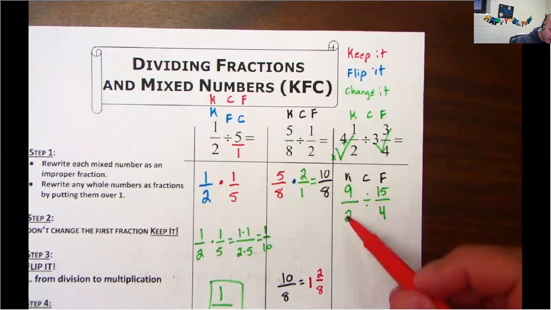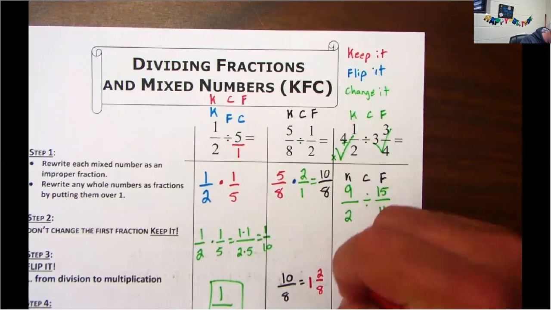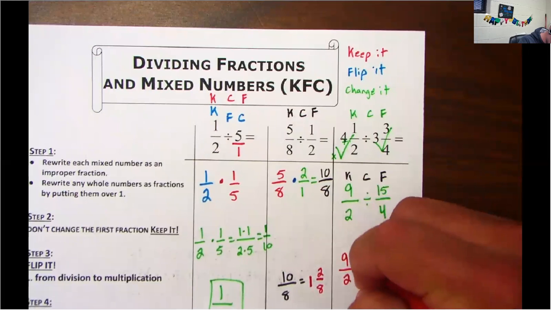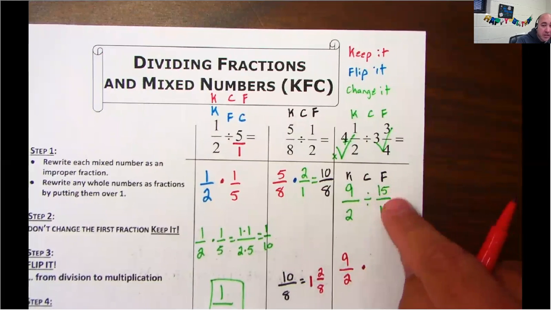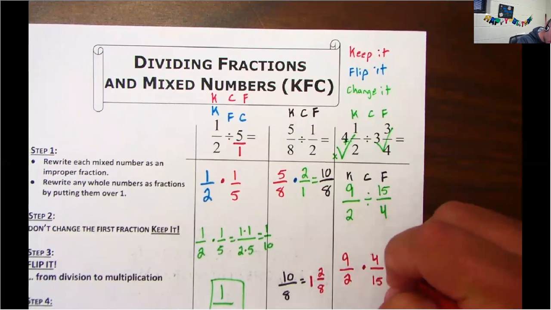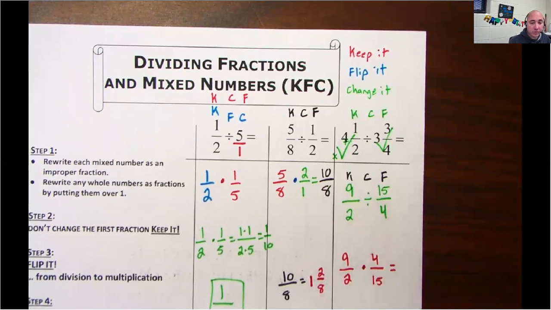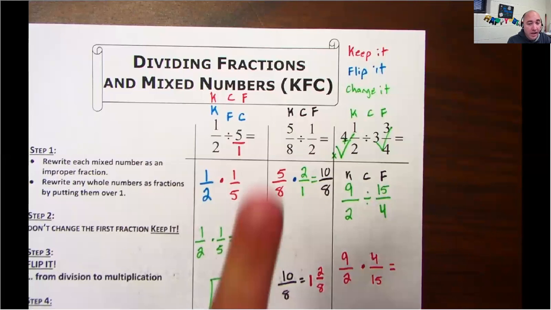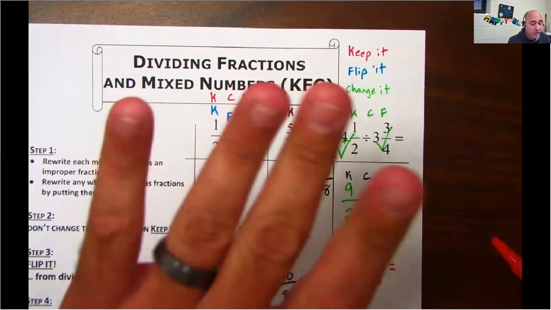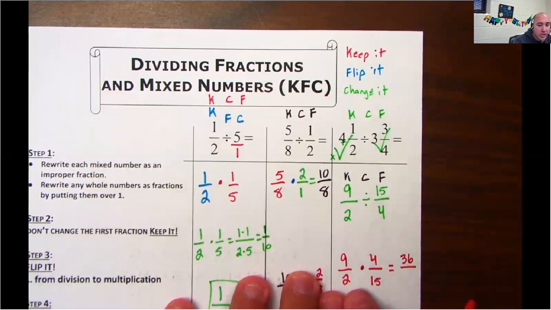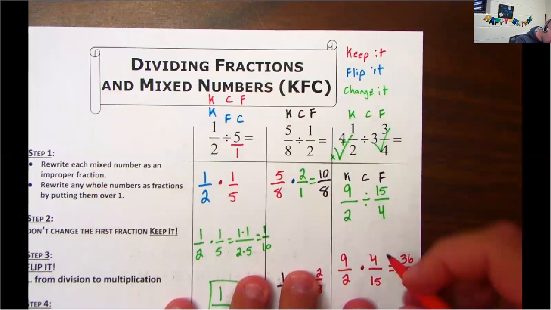So the first fraction, keep it, 9 over 2. Change from division to multiplication. Flip the second fraction. Now you can just multiply straight across. 9 times 4, 9, 18, 27, 36. 2 times 15 is 30.